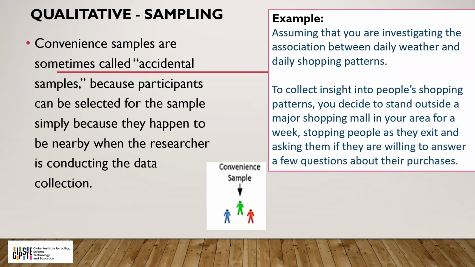For example, assuming that you are investigating the association between daily weather and daily shopping patterns. So to collect insight into people's shopping patterns, you decide to stand outside the major shopping mall in your area for maybe a week or a month, okay, a couple of days, stopping people at the exit and asking them if they are willing to answer a few questions about their purchases. So you are even looking for volunteers, okay, to participate in the study. It has a lot of sampling bias.